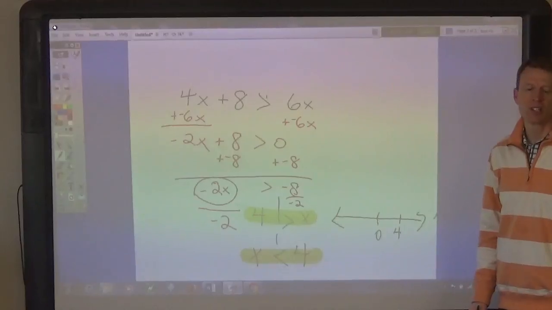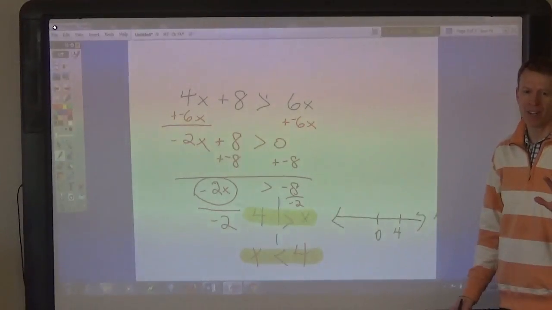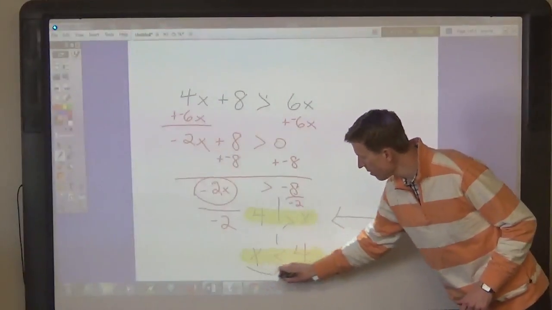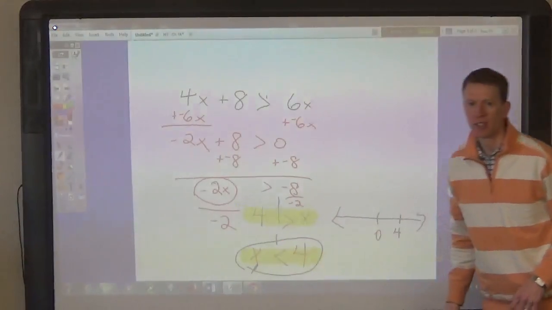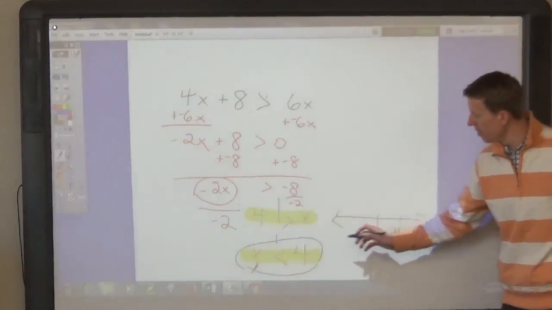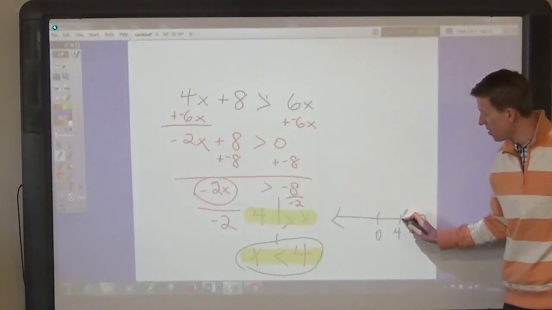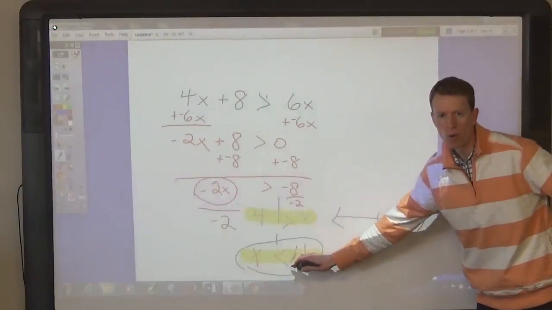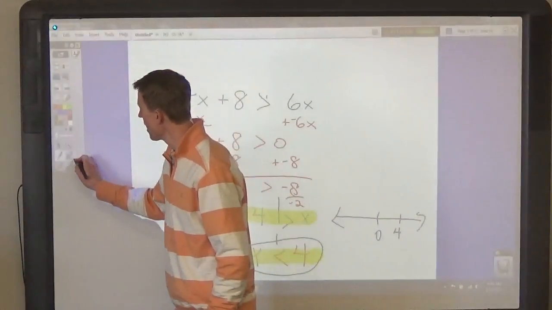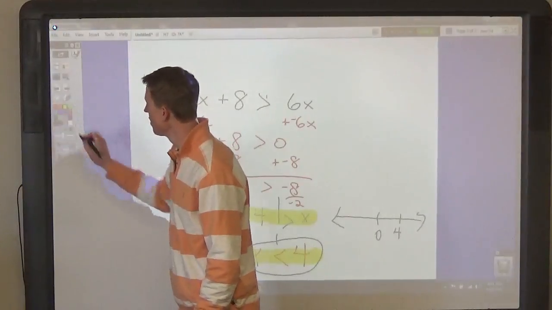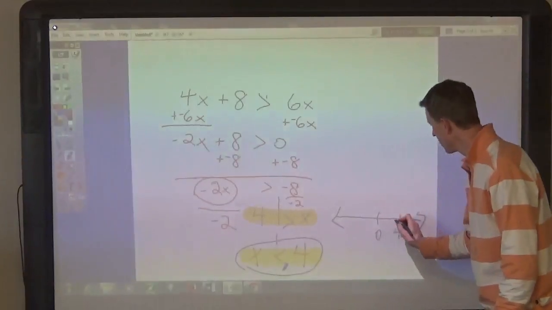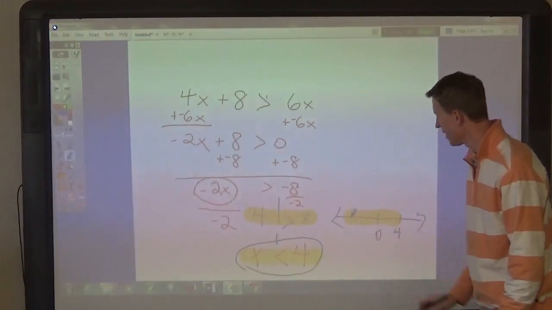Now, here's what you can remember about graphing, and this is why I wanted to show you this example. When the variable is written first in the solution, in the inequality, then you can shade the same direction as the arrow is pointing. So, this arrow is pointing to the left, and that means we can shade to the left.